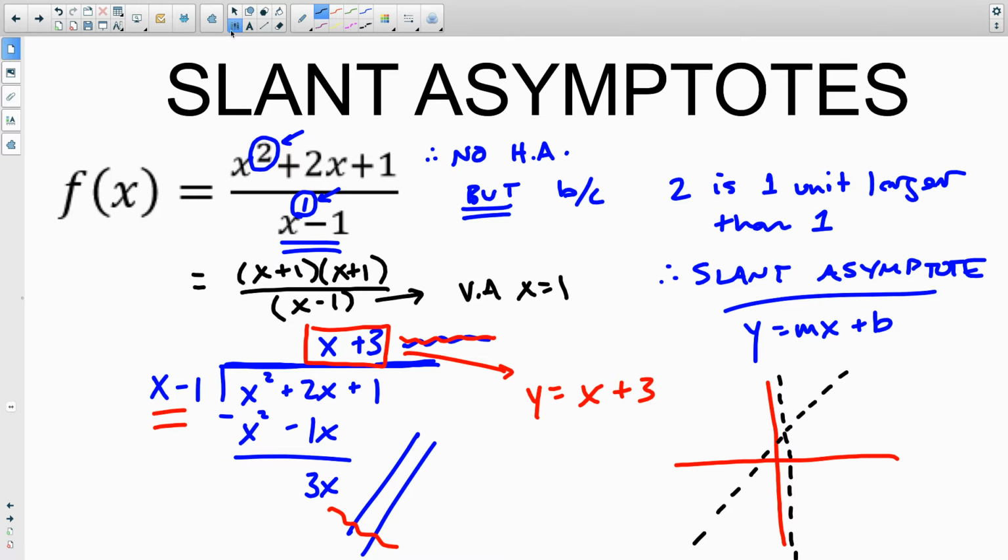Think about this for just one more second. If this is one greater than this, then every time I start this long division process, even if this was x to the fourth and this was x cubed, I would still say I'm multiplying this by x. That's why we always end up with that linear form at the end. Even if this was 12 and this was 11, I'd have to multiply that by x to get that. So that's why we get a linear form on the top.